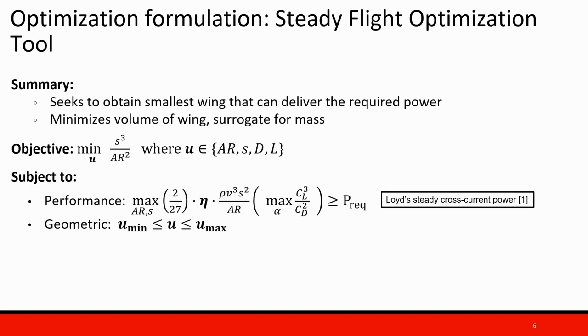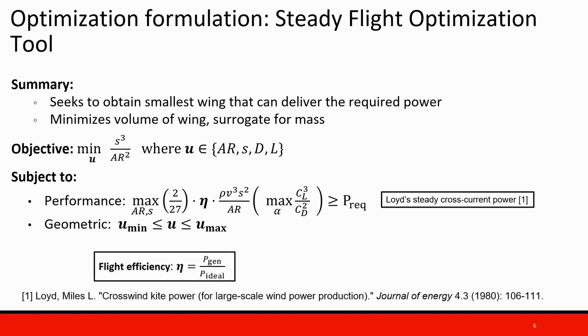This optimization is subject to two constraints, the performance and the geometric constraint. The left side of the performance constraint is what we term the ideal power, which denotes the theoretical maximum of achievable power in cross-current flight for a given flow speed. This was noted by a seminal paper by Miles Lloyd in 1980, which assumed that the kite was in steady flight at an optimal angle of attack, flying directly downstream of the flow, and can spool infinitely fast. As none of this is true, it gives rise to a flight efficiency term, which is defined as the ratio of the actual generated power to the ideal power.